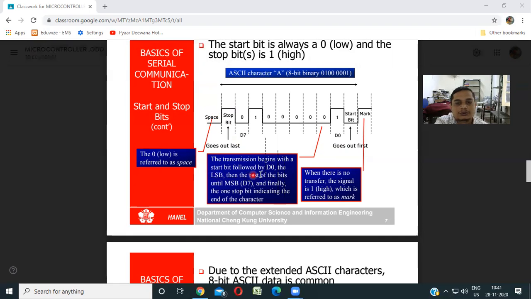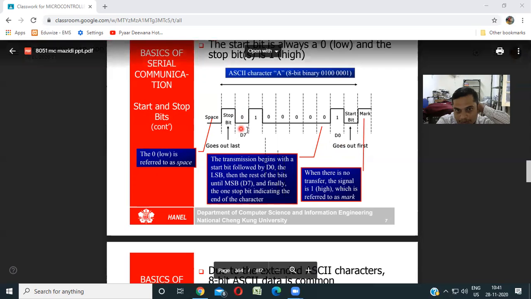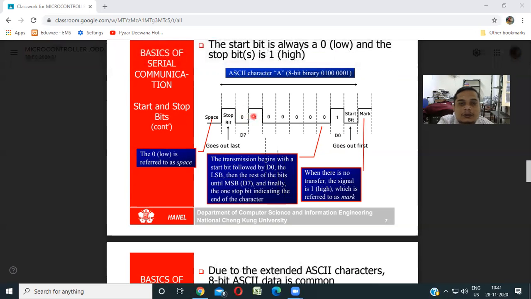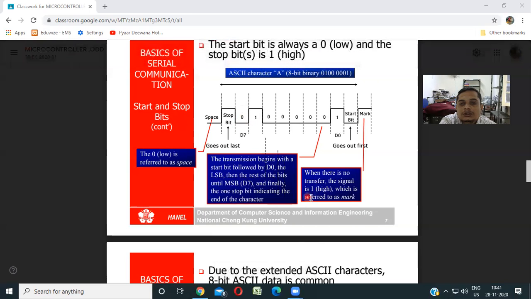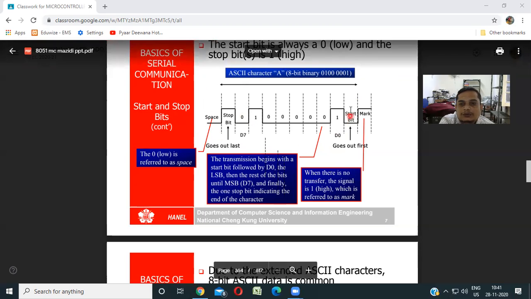So the transmission begins with the start bit followed by D0, and that is nothing but the LSB. D7 is nothing but the MSB. When there is no transfer, the signal is high. If the data is present, then it is indicated by 0, which means there is data present. This is called the framing. This example is called a frame.